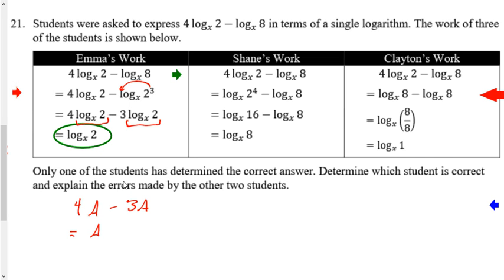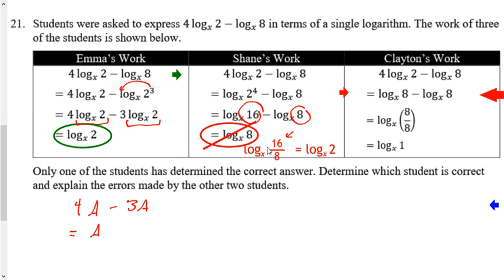Shane's work has a mistake in it though. It's mostly good, but Shane had a problem once he got to his last step. So what Shane did was, here we're subtracting logarithms, which means we should be dividing these two arguments. So 16 divided by 8, so that's what I showed down here in the red. Instead, what Shane did was he subtracted the 8 from the 16, which gave him an incorrect answer.